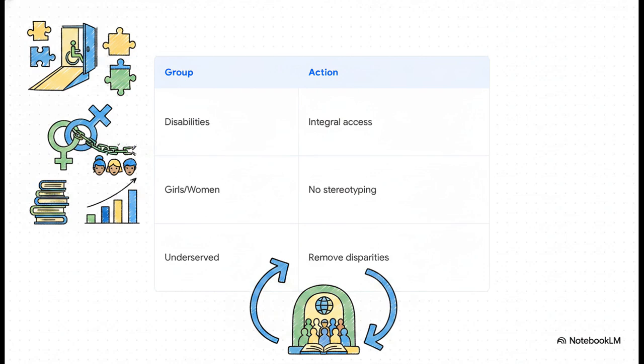For people with disabilities, it demanded integral access without segregation. For girls and women, the total elimination of gender stereotyping. And for the underserved and poor, the active removal of educational disparities. These documents proved once and for all that inclusive education isn't some niche issue. Building a flexible, welcoming educational system benefits society as a whole by lifting up every single vulnerable group simultaneously.